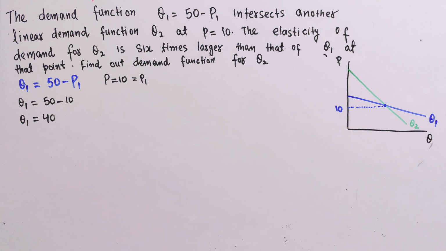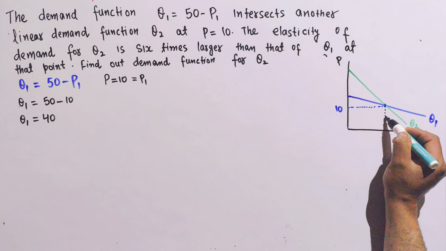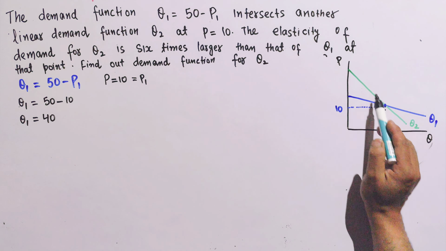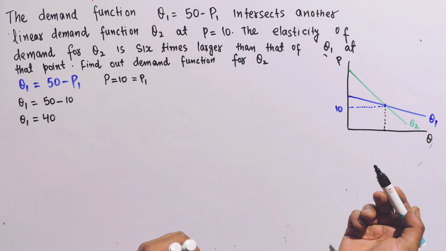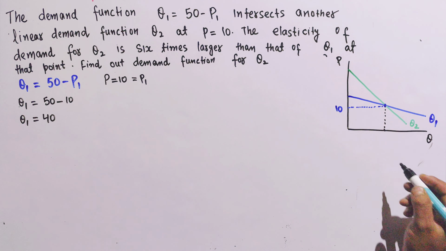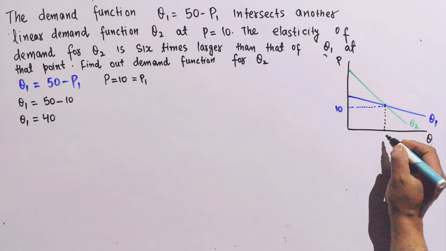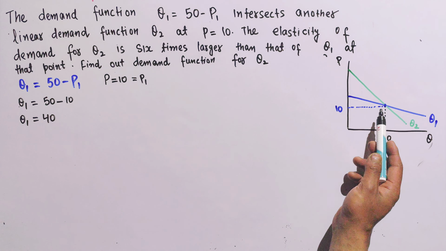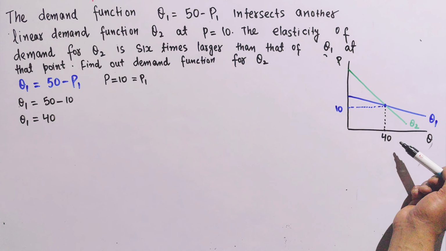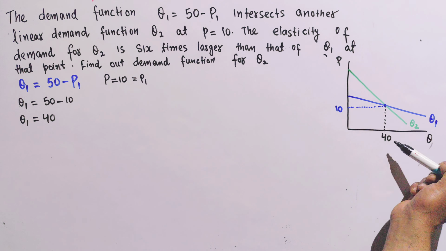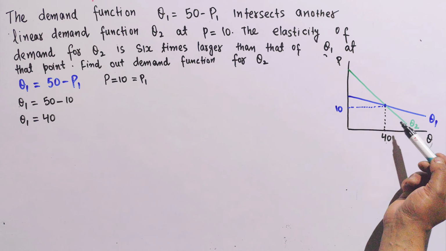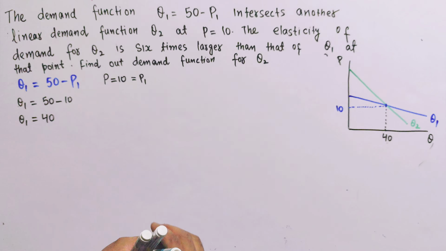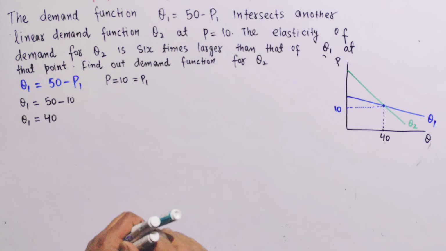Okay, so at this point, since these two demand functions intersect each other, Q1 is equal to 40, and in fact Q2 will also be equal to 40. Quantity demanded when price is equal to 10 is equal to 40 units for both demand functions Q1 and Q2, since they intersect with each other. That is what is being given to us here.